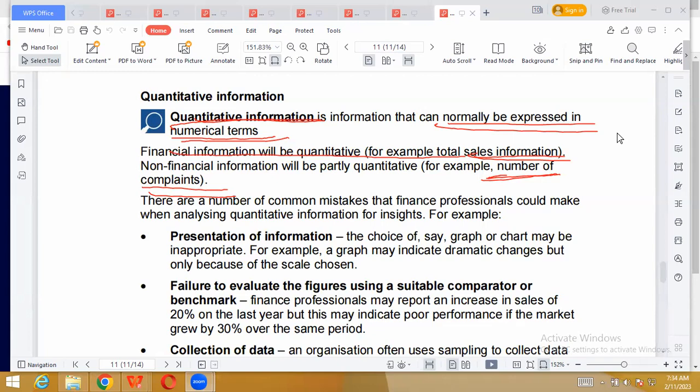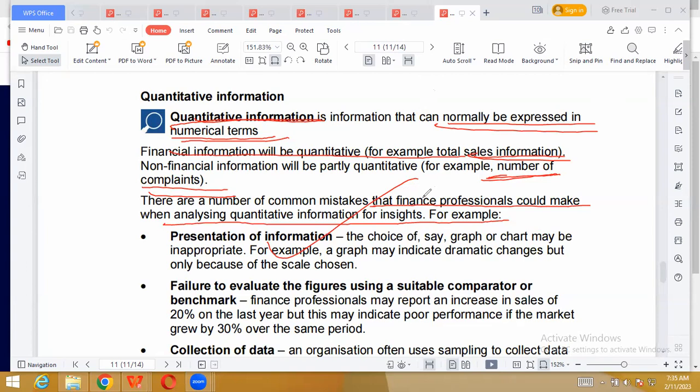Okay, so there are a number of mistakes, as we indicated, that finance professionals could make when analyzing quantitative information for insight. For example, presentation of information. The choice of whether to use a graph or chart may be inappropriate. For example, a graph may indicate dramatic changes, but only because of the scale that is chosen. So finance professionals end up distorting things because of the presentation of information.